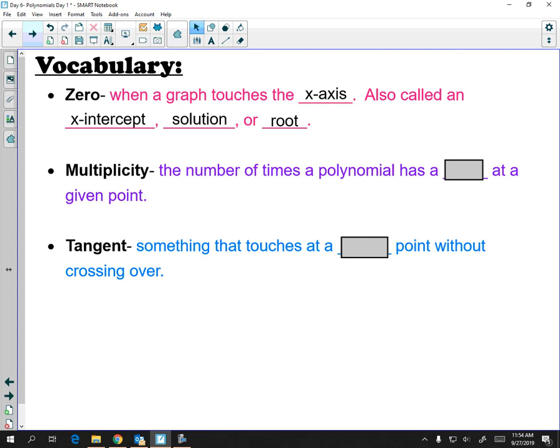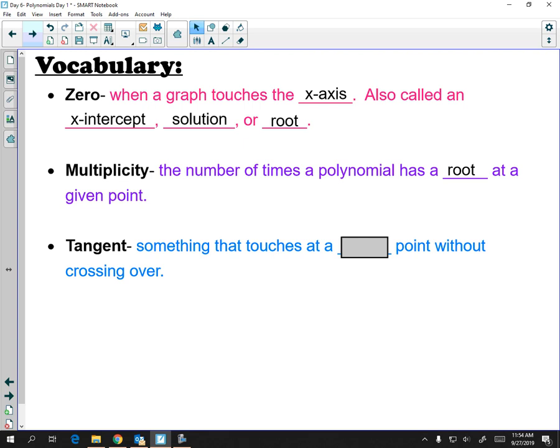Multiplicity is a new word. It's the number of times a polynomial has a root at a given point. Remember, we discussed how sometimes answers could happen more than once. So when we're solving equations, sometimes we get x equals 2 twice. That's because x equals 2 has a multiplicity of 2.